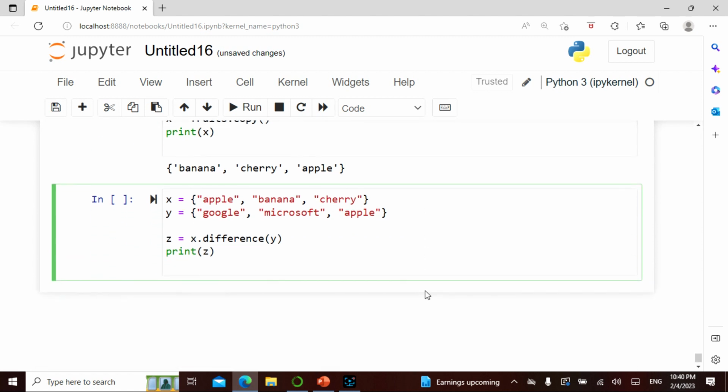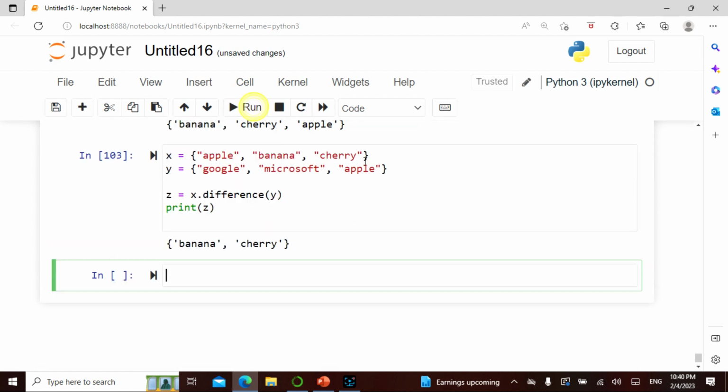And what is the difference? We are seeing the difference here. Let's see the difference. The difference is banana and cherry. Why is that the difference? The banana and cherry. We have apple common here. I say X minus Y. In my X, what is the difference with Y? So other than apple, I have banana, cherry. So that is why it is X minus Y. X dot difference Y. That is what it is.